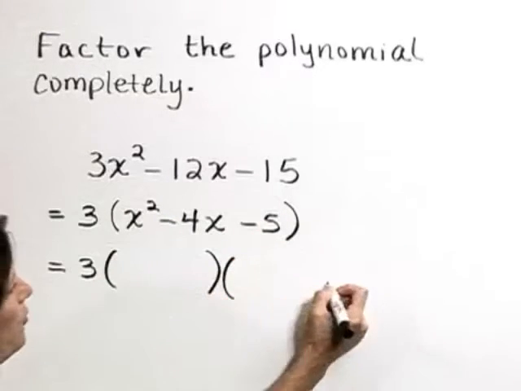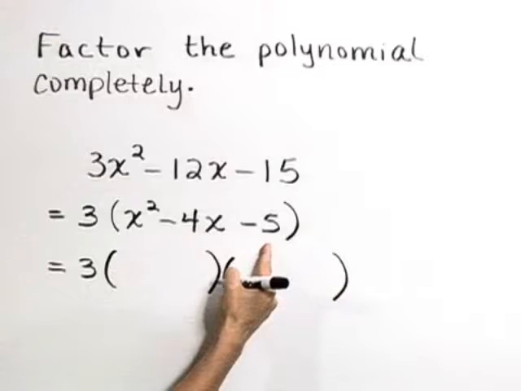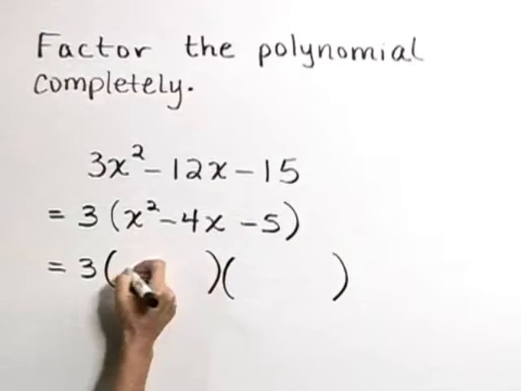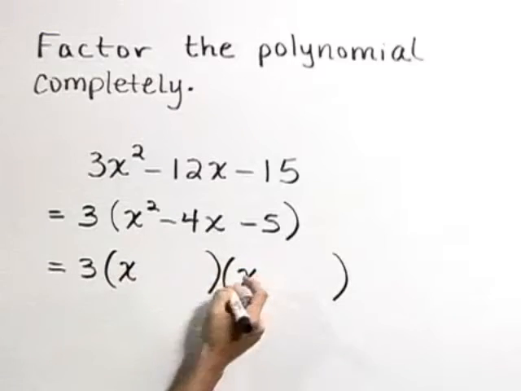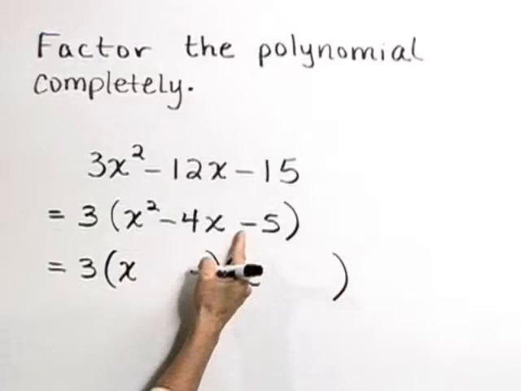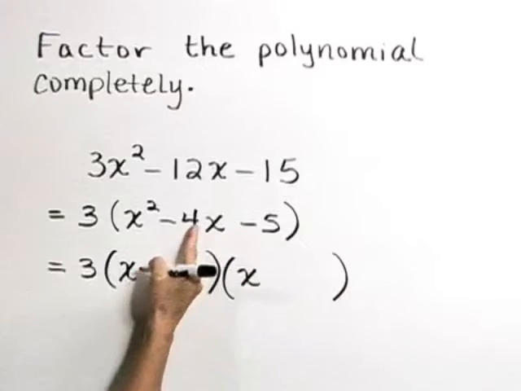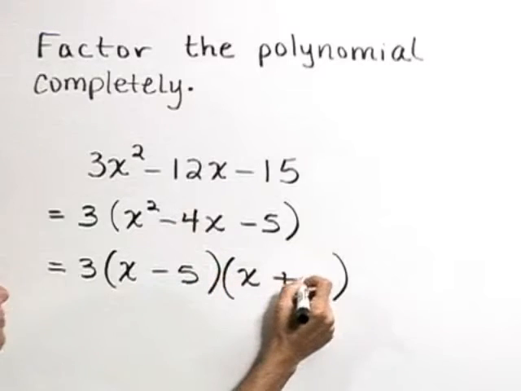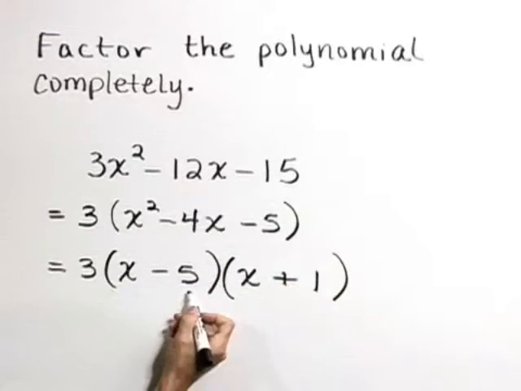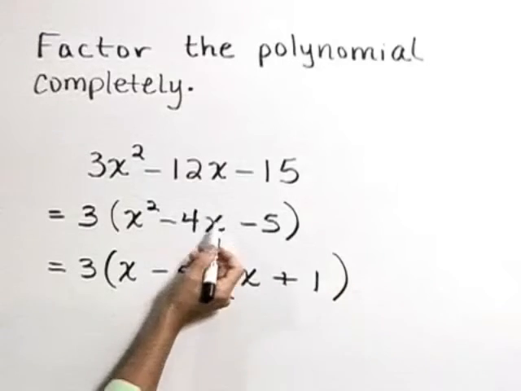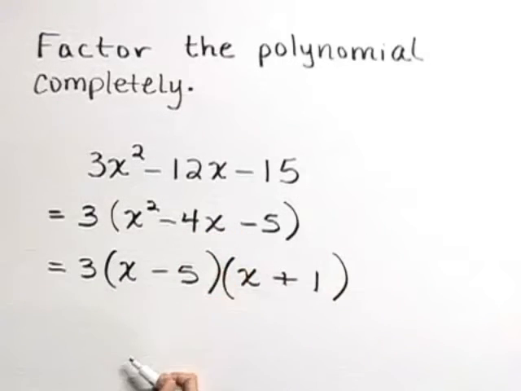And this trinomial, if it factors, is going to factor as two binomials. Our leading terms must be x and x to get a product of x squared. Now we need factors of negative 5. They're going to sum to negative 4, and those factors are a minus 5 and a plus 1. Quickly checking back our inner and outer products, negative 5x plus 1x gives the negative 4x middle term.